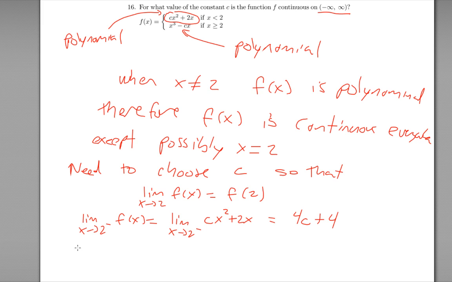Now the limit as x goes to 2 from the right of my function is equal to the limit as x goes to 2 from the right of what version of the function should I be using? I should be using the version of the function where the x's are bigger than 2. So right here, x cubed minus cx. So when I plug in 2 into this, I get 8 minus 2c. So the limit from the left is 4c plus 4. The limit from the right is 8 minus 2c. So I need to make sure that these are the same.